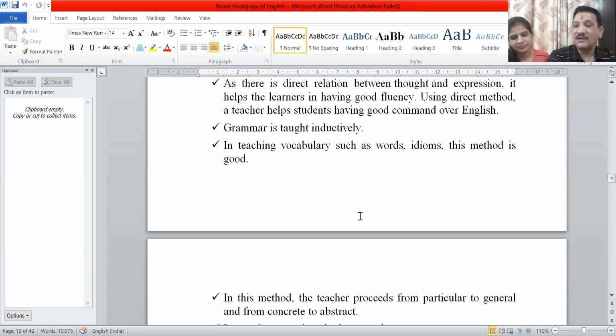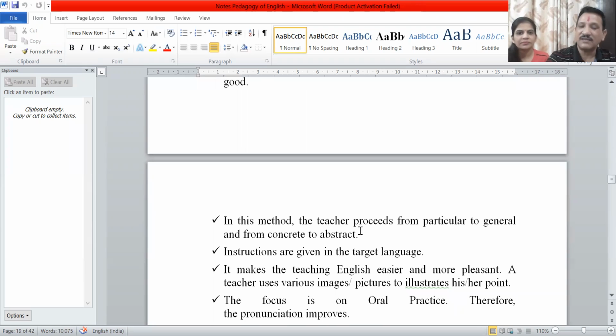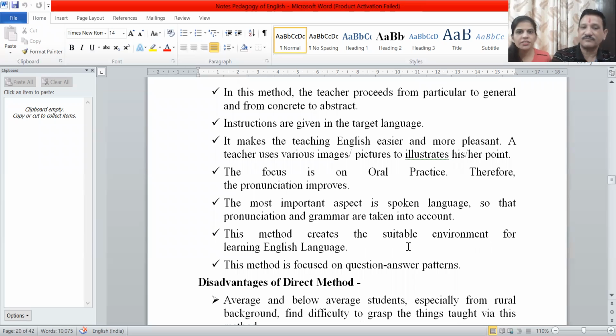In teaching vocabulary such as words and idioms, this method is good. In this method, the teacher proceeds from particular to general and from concrete to abstract. Instructions are given in the target language. It makes teaching English easier and more pleasant. A teacher uses various images and pictures to illustrate his or her point.